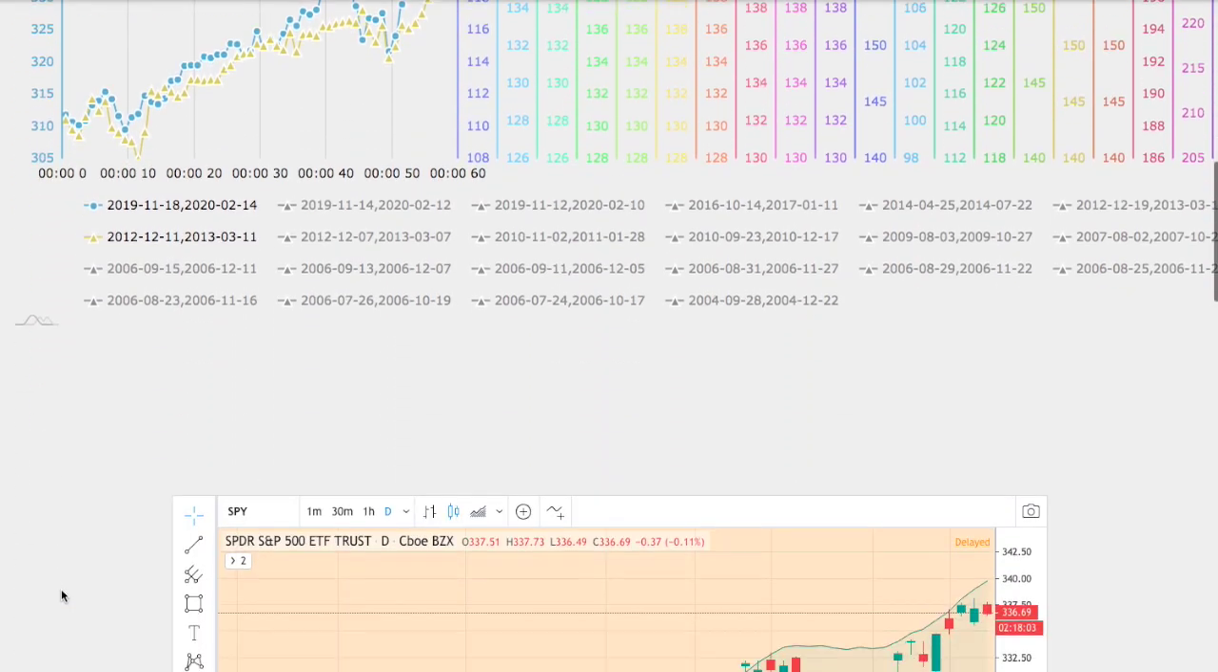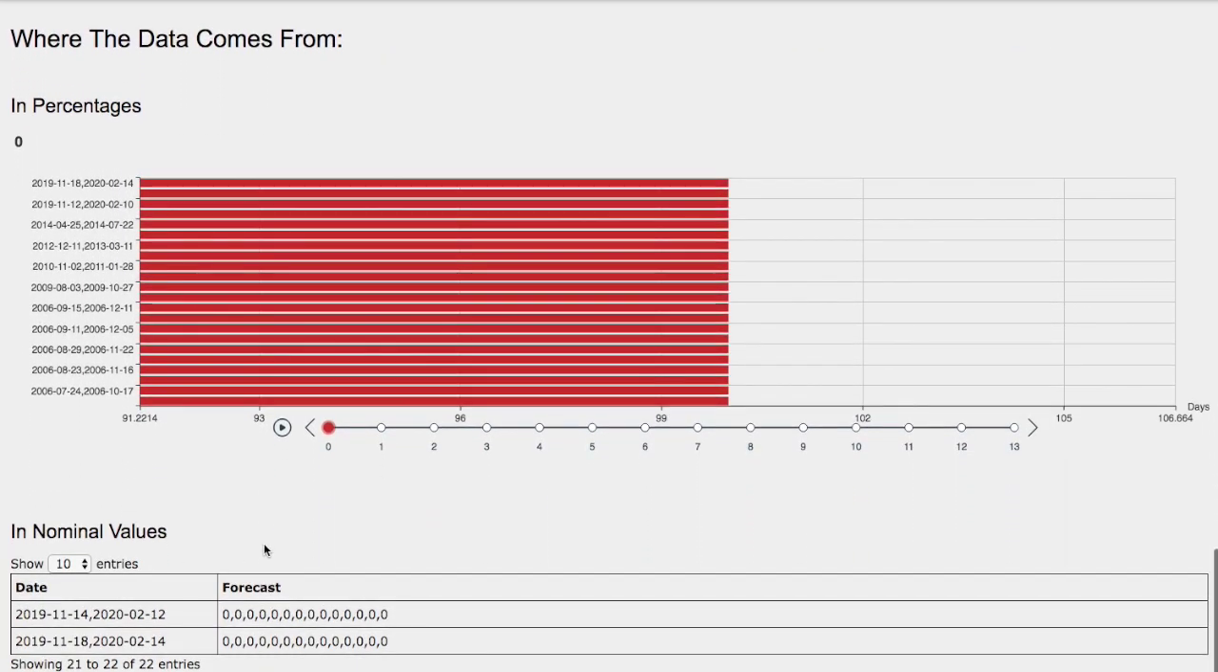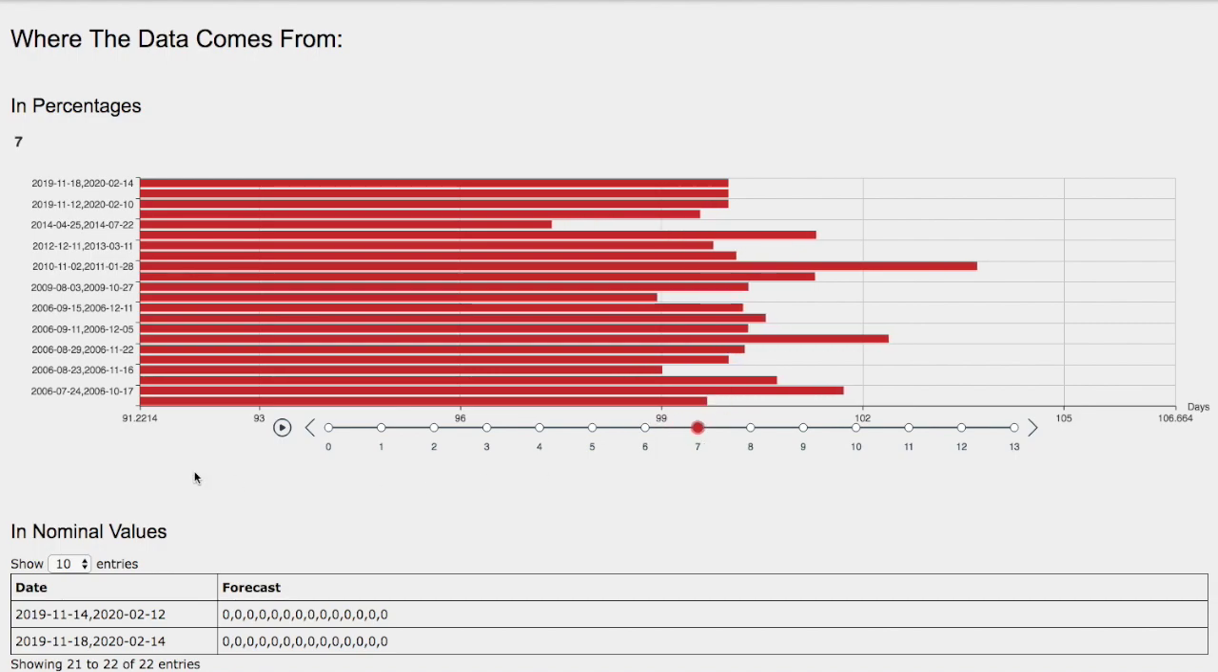So let's head to the day-by-day forecast for the S&P 500. Again, this model is now available in the link below, so do check it out. So we have 1 day out, 2 days out, 3 days out, 4 days out, 5 days out, 6 days out, and 7 days out.